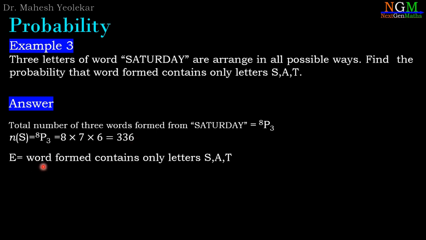E is an event which is about the word formed containing only the letters SAT. So we have to make a 3 letter word and the 3 letters are SAT. So arrangement of 3 letters in 3 places is 3P3. So the number of elements in E equals 3P3, equal to 3 factorial, which is 6. So probability of E equals number of elements in E divided by number of elements in S, which is 6 divided by 336, which is 1 upon 56. So this is the example about arrangement. That's why we have to use permutation to solve the example.